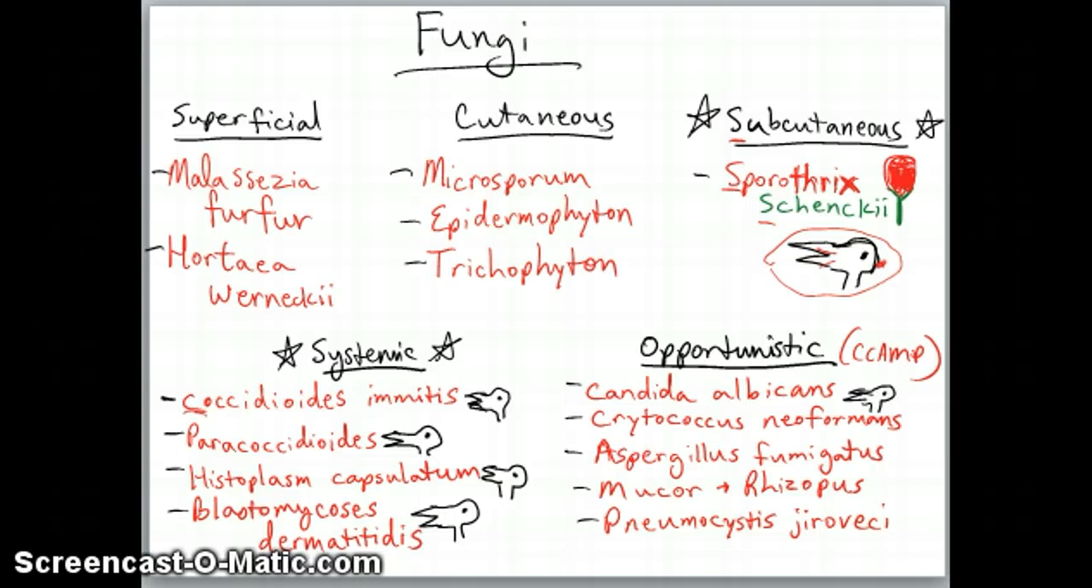So let's go over here to superficial, shall we? Malassezia furfur. All right. You guys might know that as Tinea versicolor, and you'll see an increase in that in hot, humid weather. All right. Hypo and hyperpigmentation throughout the skin. It has a spaghetti and meatball appearance on microscopy with a KOH prep.